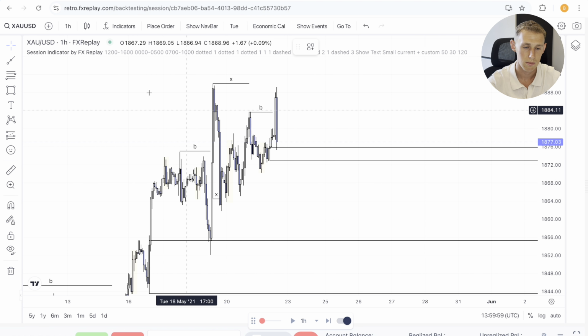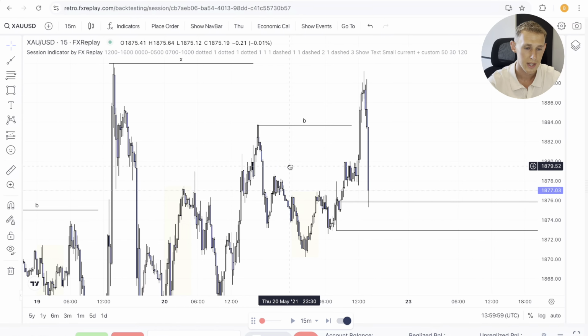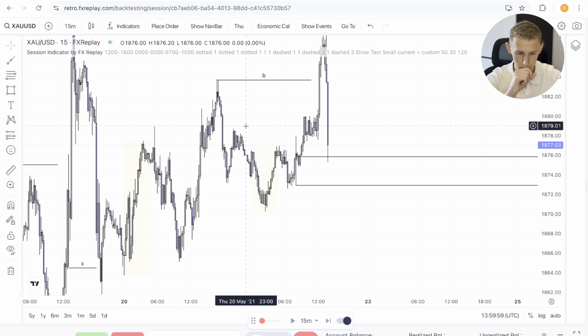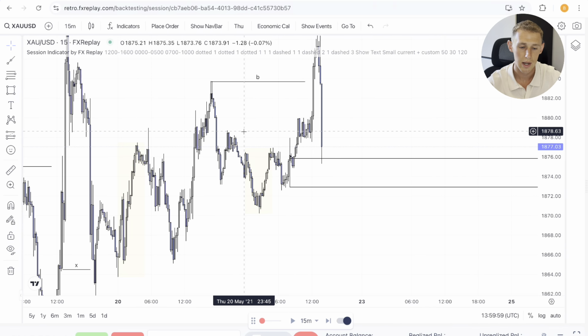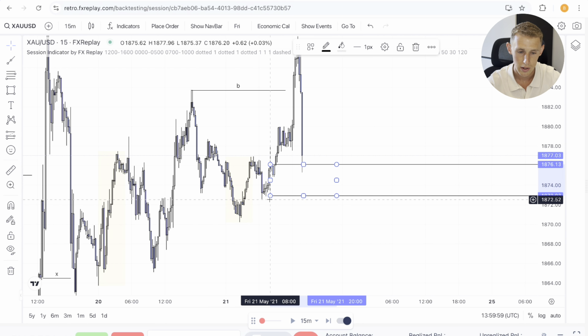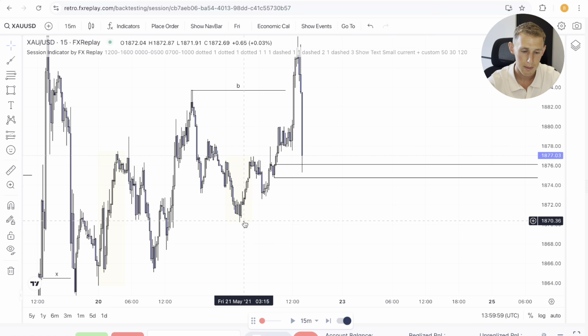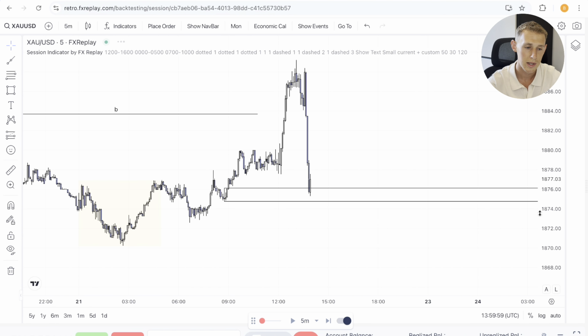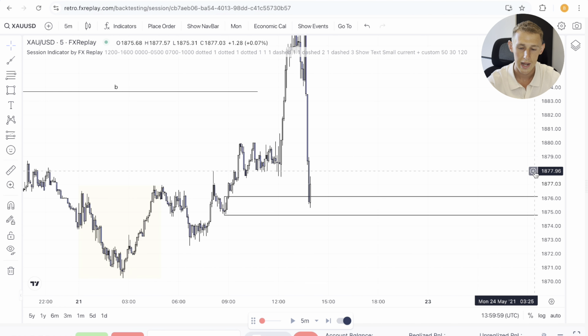Heading over to the lower time frames, obviously this is where we're going to actually get the entry. So in terms of actual entries here, what I'm thinking is either price respects this demand, this is the first sort of area I would consider buying from, or alternatively if price could come slightly lower, maybe grab Asia low, I would be happy to go from there as well. But it's going to really depend on how price develops from here.